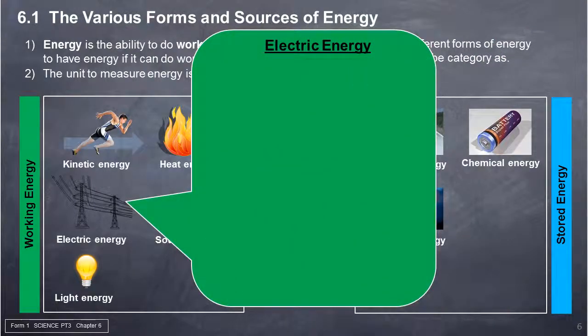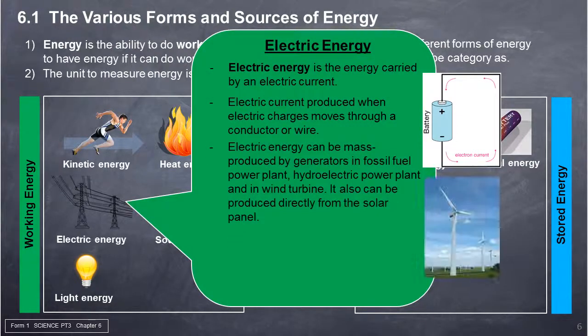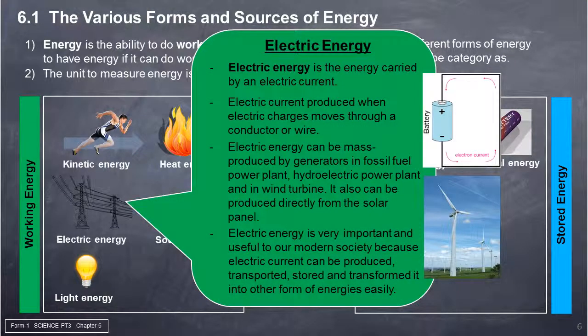Electric energy. Electric energy is the energy carried by an electric current. Electric current is produced when electric charges move through a conductor or wire. Electric energy can be mass-produced by generators in fossil fuel power plants, hydroelectric power plants, and in wind turbines. It also can be produced directly from solar panels. Electric energy is very important and useful to our modern society, because electric current can be produced, transported, stored, and transformed into other forms of energy easily.